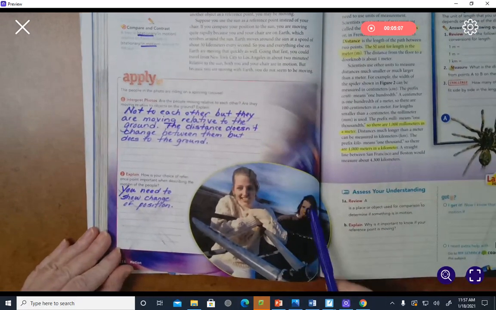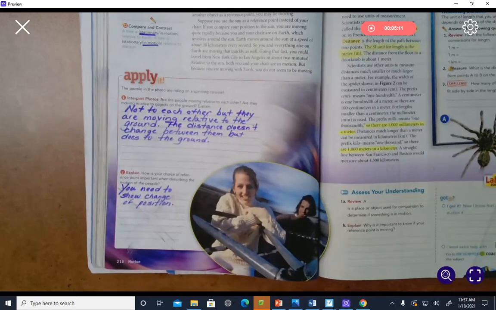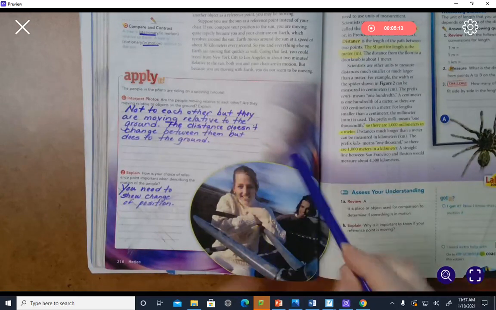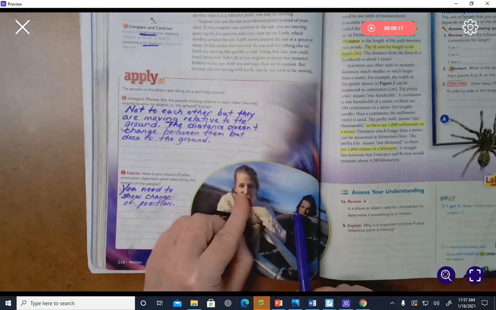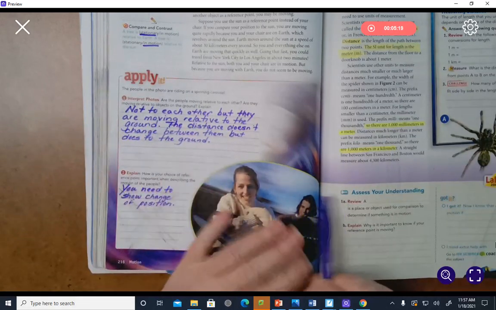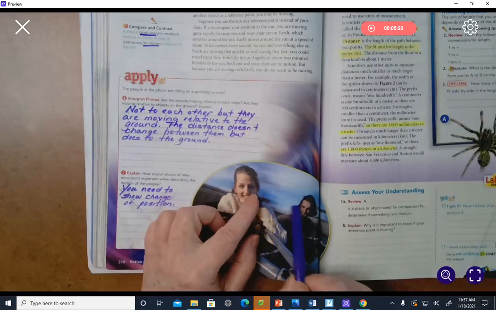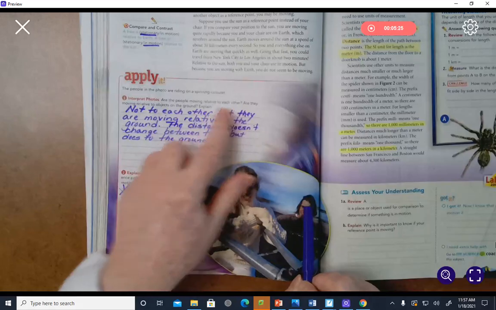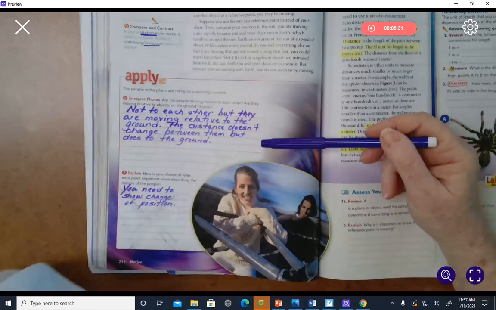So if you see people on a cool festival ride, hopefully this will come back after COVID goes away, and it asks you, are they moving relative to each other? She's not moving away from him. He's really not moving away from her because the distance between them really hasn't changed. But when you compare them to the ground, yes, that distance sort of has changed. And that's sort of what I wrote there.